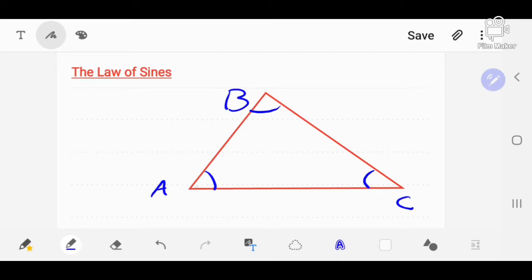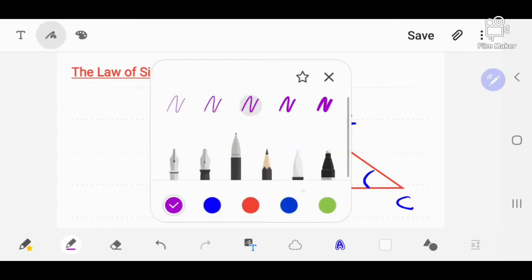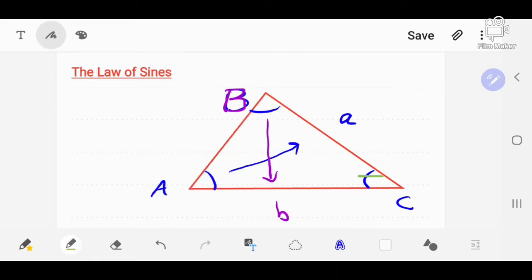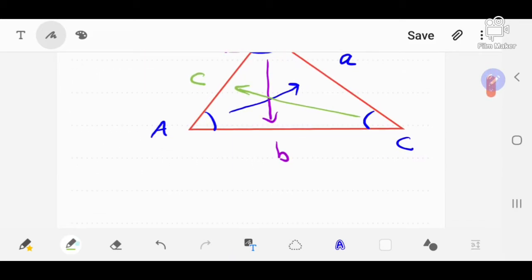We will depend on these. The side opposite to A, we will call small a. The side opposite to B, we will call small b. And the side opposite to C, we will call small c. Why am I doing it this way? Because this is actually what we are going to depend on, and this is the law.